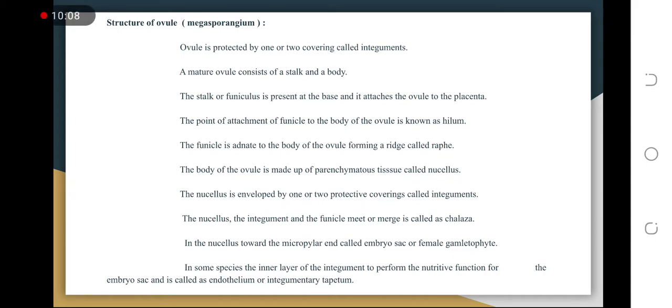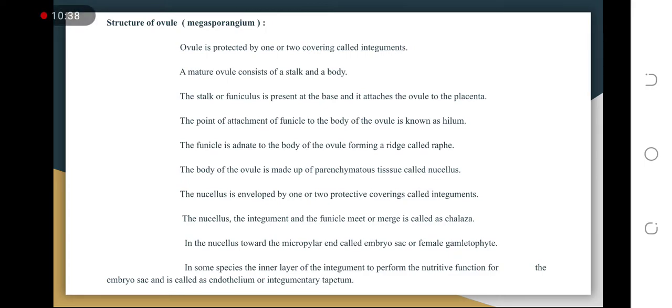Ovule is protected by one or two coverings called integument. A mature ovule consists of a stalk and a body. The stalk, otherwise called funiculus, is present at the base and it attaches the ovule to the placenta. The point of attachment of funicle to the body of the ovule is known as hilum. Funicle is adnate to the body of the ovule forming a ridge called raphe.